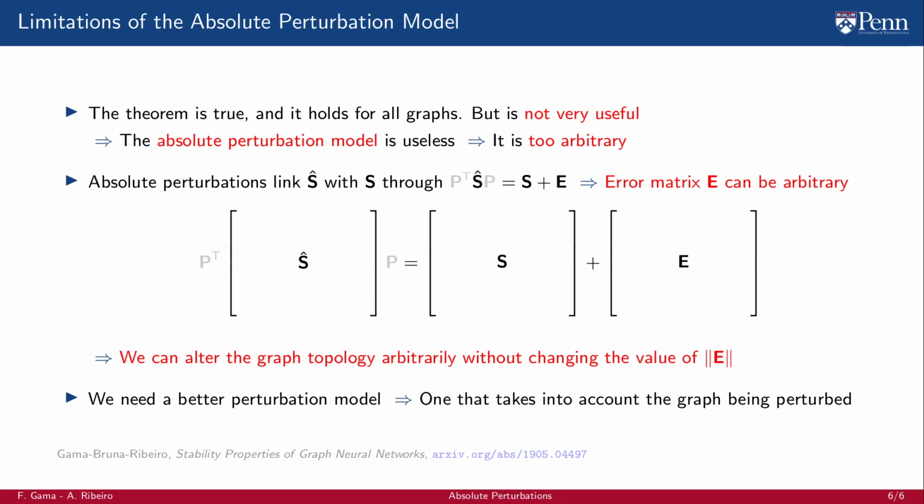So, in essence, yes, we could extend stability to absolute perturbations from graph convolutions to graph neural networks. But it is kind of pointless to do so in the context of absolute perturbations. What we actually need to obtain a meaningful stability result is a better perturbation model. That is one that takes into account the topology of the graph being perturbed.